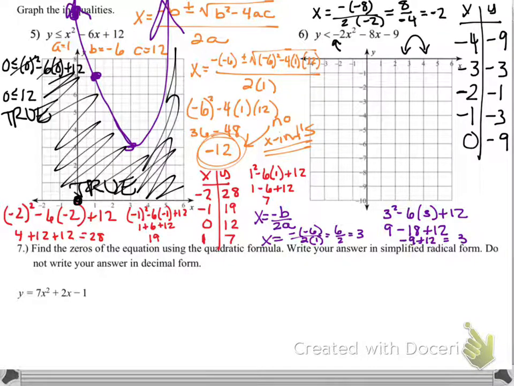Now I'm going to plot these points. Now, when I plot the points, it's just less than. It's not less than or equal to. So my points are going to be open dots. -4 is at -9. -3, -3. Got this guy, and this guy. And now I'm going to connect that with a dotted line.